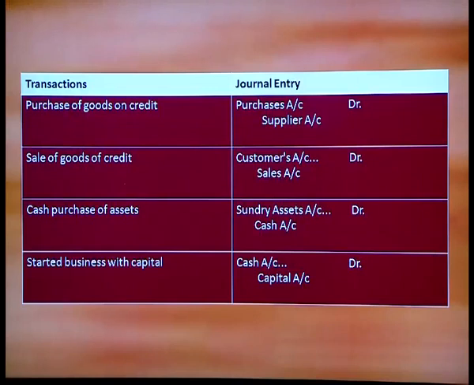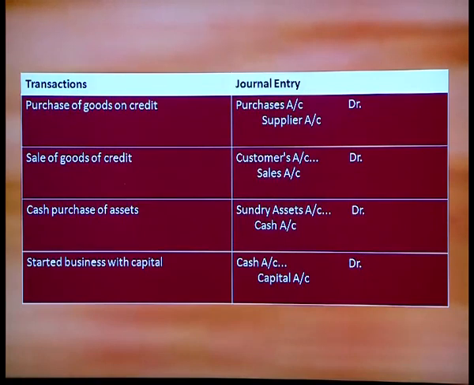Here are some of the transactions which you have to deal with while writing the journal entries. Purchase of goods on credit. Affected accounts are purchases account and suppliers account. Purchases account, as an expense, it is increasing, it is debited. Supplier, as a creditor, it is increasing, so it is credited.